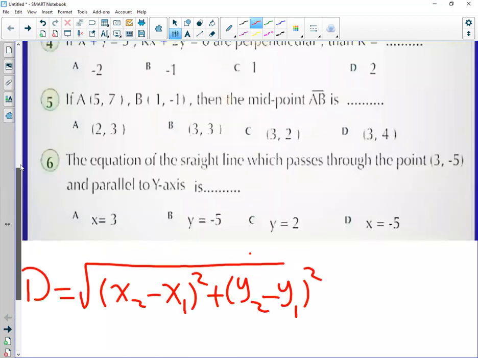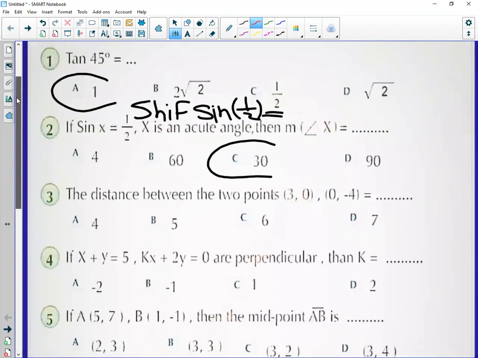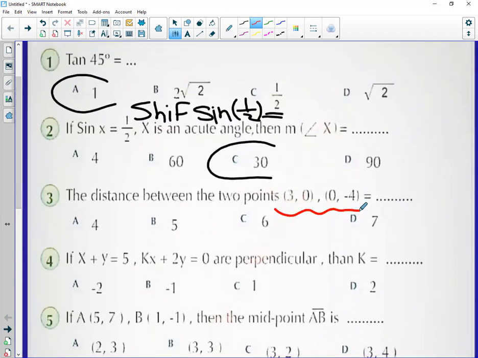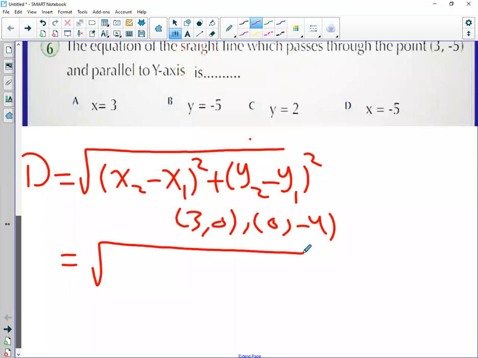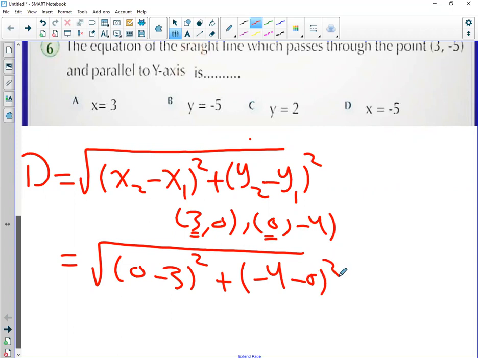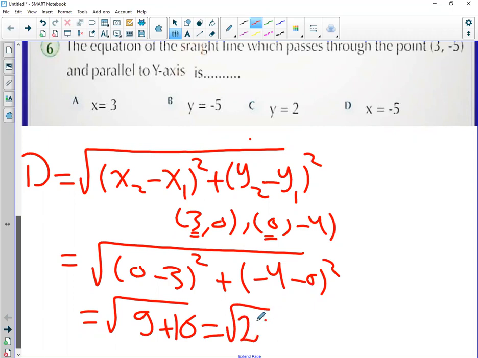And the 2 points are (3, 0) and (0, -4). So the result is root of (0 minus 3) power 2 plus (-4 minus 0) power 2. So the result is 3 power 2, 9, plus 4 power 2, 16. So root of 25, then the result is positive 5.